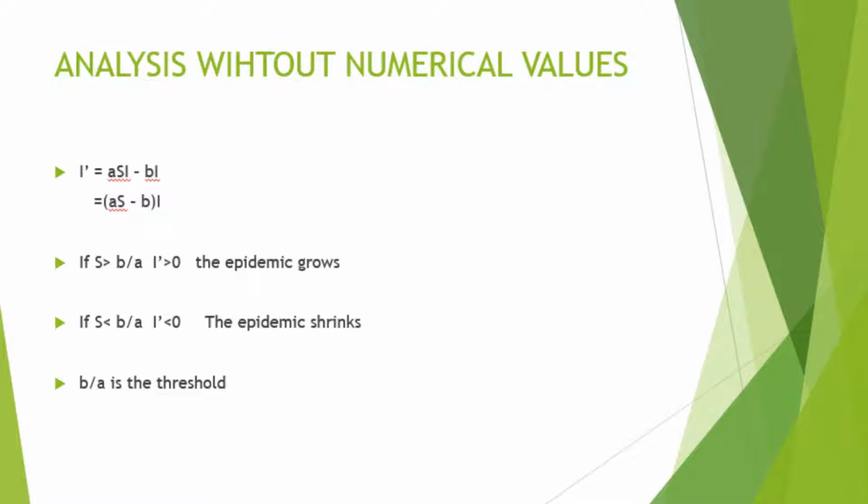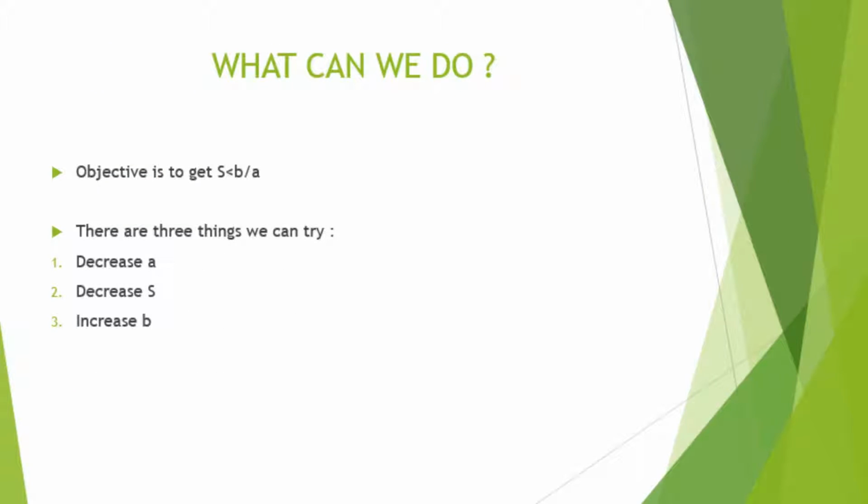So we can describe B over A as a threshold, and whenever S is less than the threshold, the epidemic will die off, and whenever S is greater than the threshold, the epidemic will get worse. Next we will talk about what we can do to inhibit the spread of the disease. Our objective is to try and get the value of S to be less than the value of B over A. There are 3 ways of doing this.